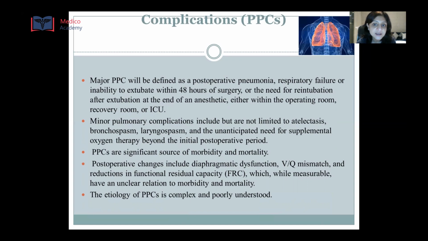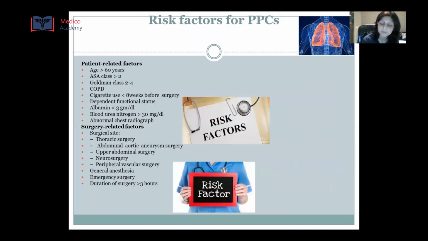Minor pulmonary complications include, but are not limited to, atelectasis, bronchospasm, laryngospasm, and unanticipated need for supplemental oxygen therapy beyond the initial postoperative period. PPCs are a significant cause of morbidity and mortality. Postoperative changes include diaphragmatic dysfunction, VQ mismatch, and reduction in FRC, which, while measurable, have an unclear relation to morbidity and mortality. The etiology of PPC is very complex and poorly understood.